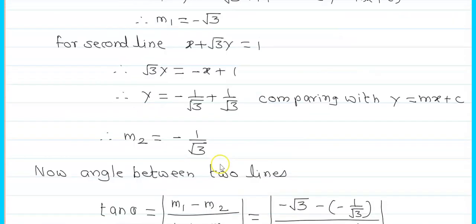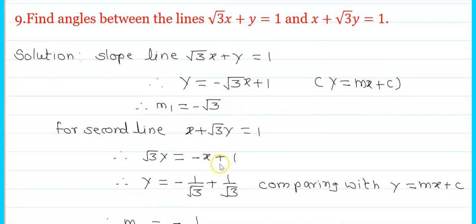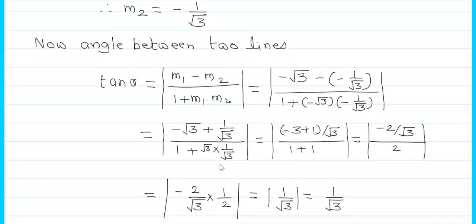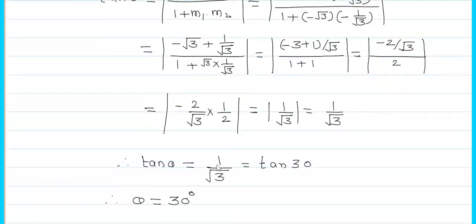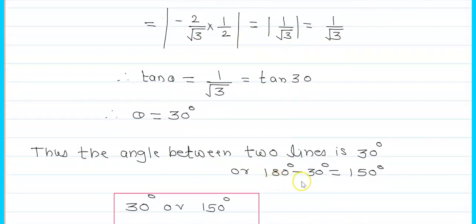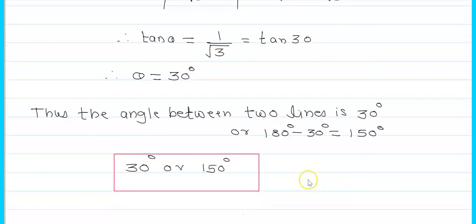Second easy question. Use the formula tan theta is equal to m1 minus m2 upon 1 plus m1 into m2. Substitute the values. You will get the acute angle as 30 degrees and the obtuse angle, which is 180 minus 30, that is 150.